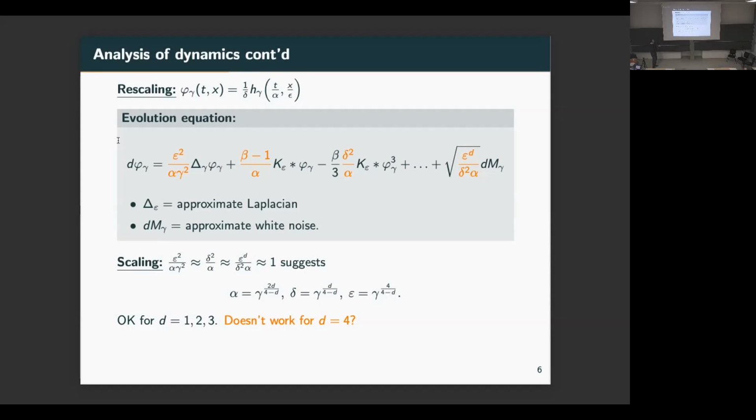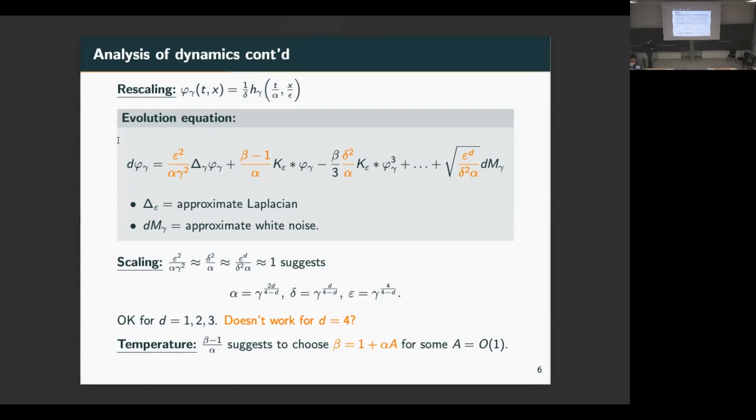But perhaps also interesting to observe here is this behavior. If you look at the exponent 4 minus d, 4 minus d, 4 minus d, clearly d doesn't want to be 4. And you see this already here, okay? So this is fine, of course, in dimensions 1 to 3, and in dimension 4, it doesn't work.